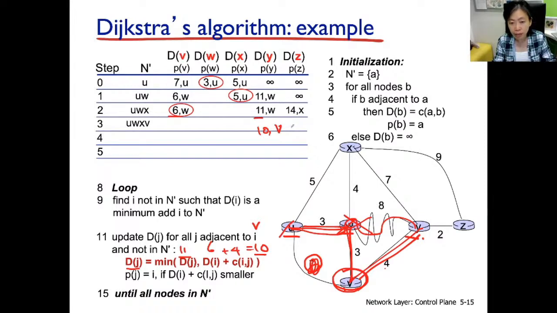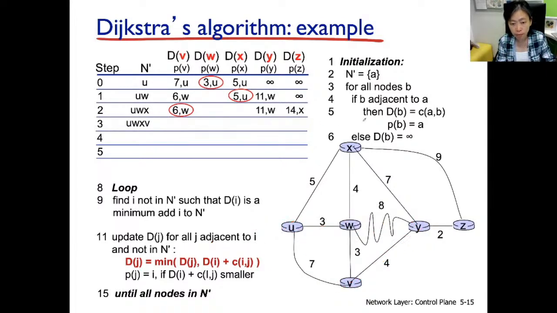Now z is not directly adjacent to v, so we just leave this entry down. That is why we see 10v and 11x. Good, so yet another loop. We pick another i with the minimum di. 10, 14, therefore we pick y next.